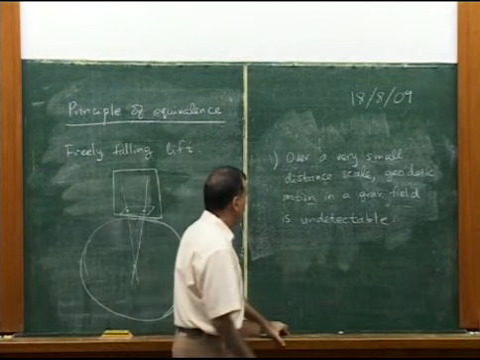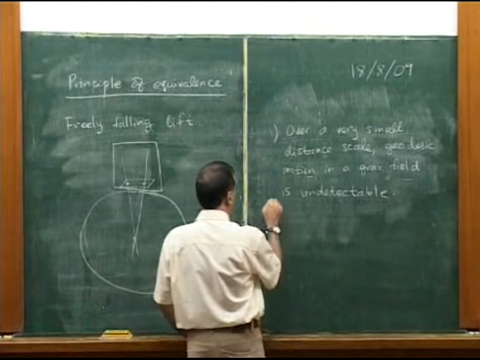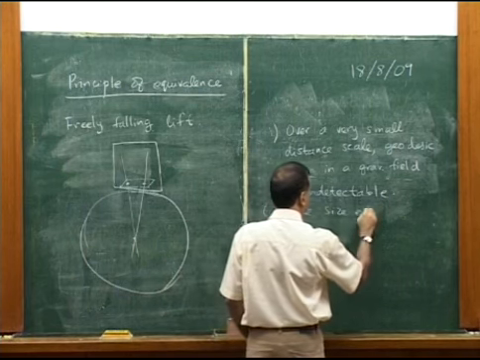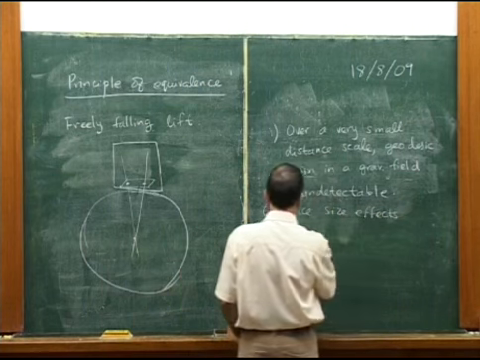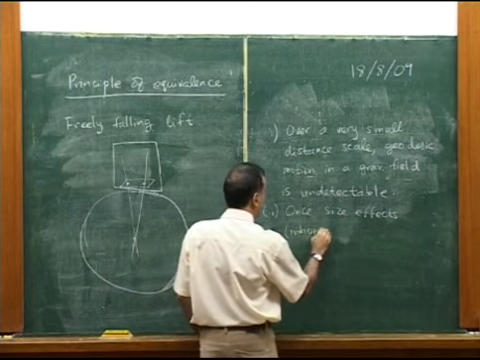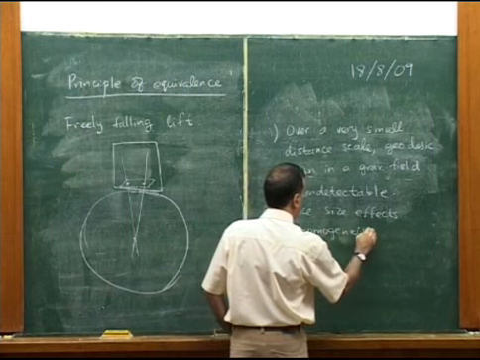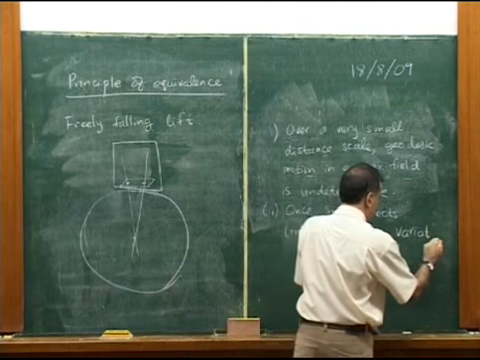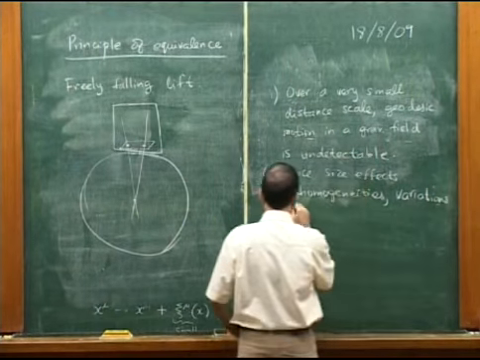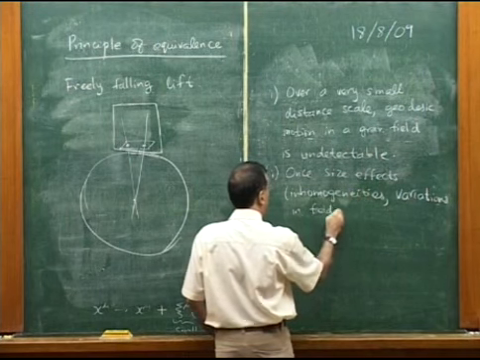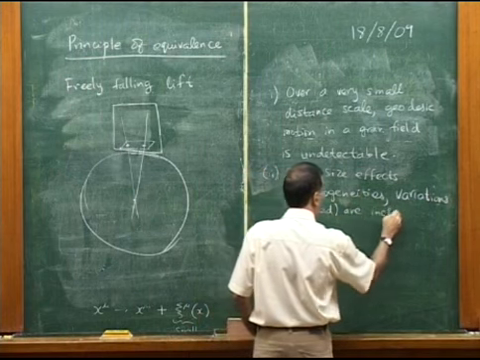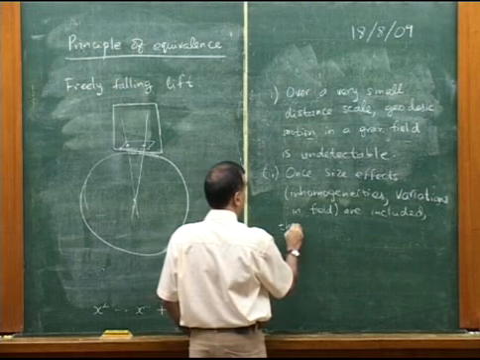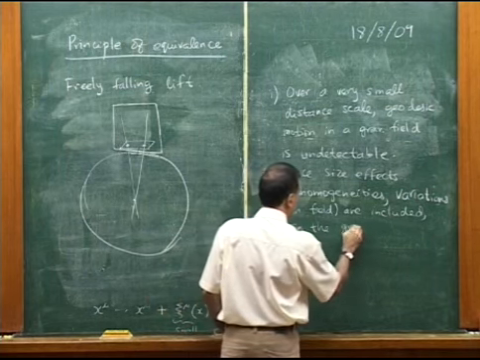So that is this. But the second statement is, once size effects or inhomogeneities or variations in the gravitational field, whatever you want to call it, are included, then the gravitational field is detectable.